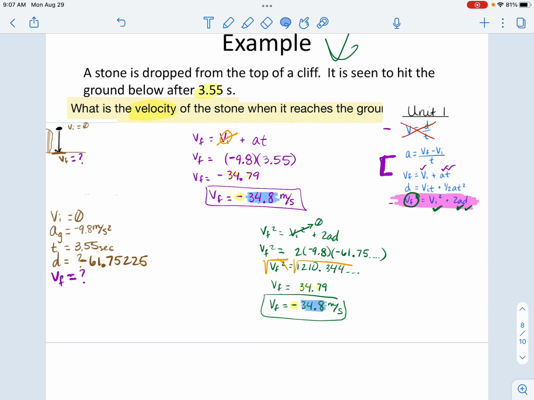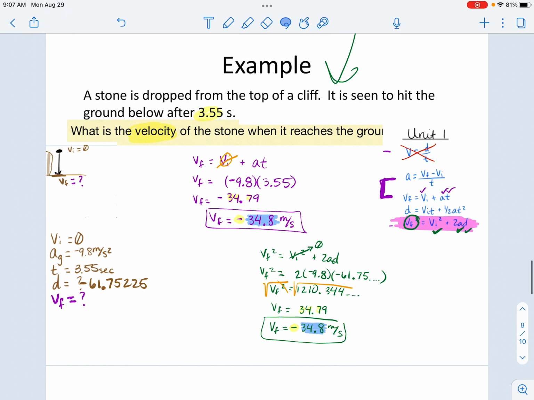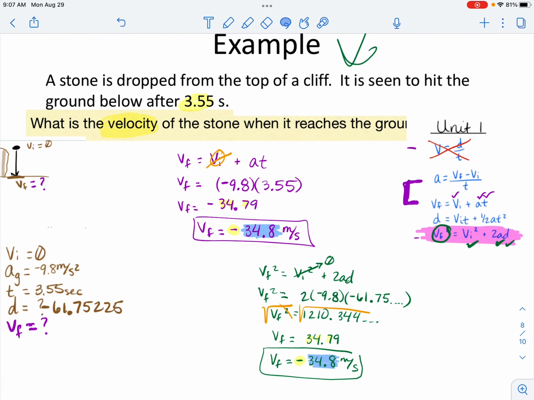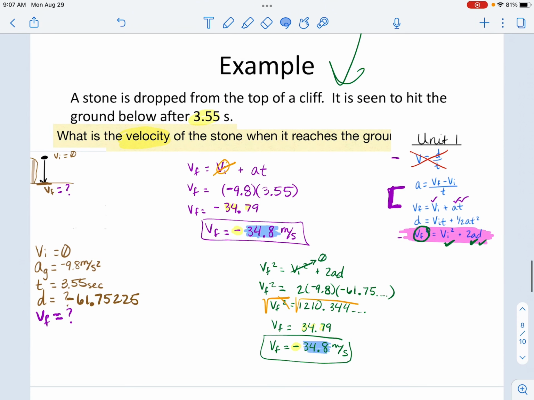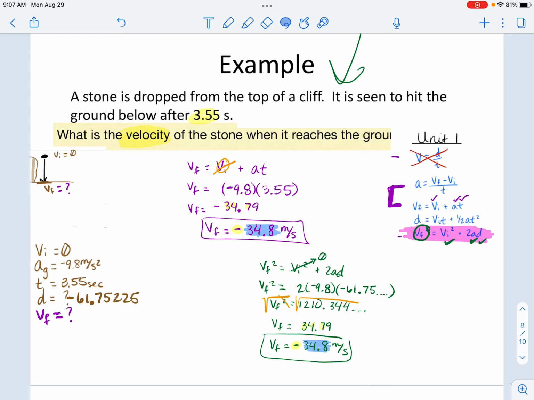So when we look at our two methods for solving this question, I end up with the same negative 34.8 meters per second as my final answer. If I use VF equals VI plus AT, it calculated the negative for me. If I use VF squared equals VI squared plus 2AD, I had to go and add the negative at the end so that I'm correctly showing that directional value for my velocity. But it is important that you understand what the question is asking for. Is that scalar? Is that vector? And then always evaluate that final answer before you box it in to be graded.